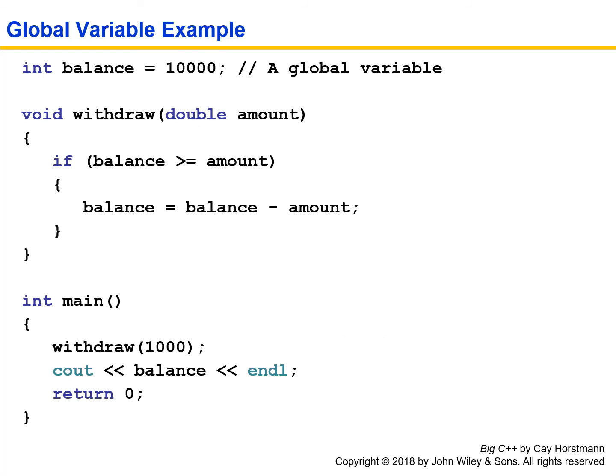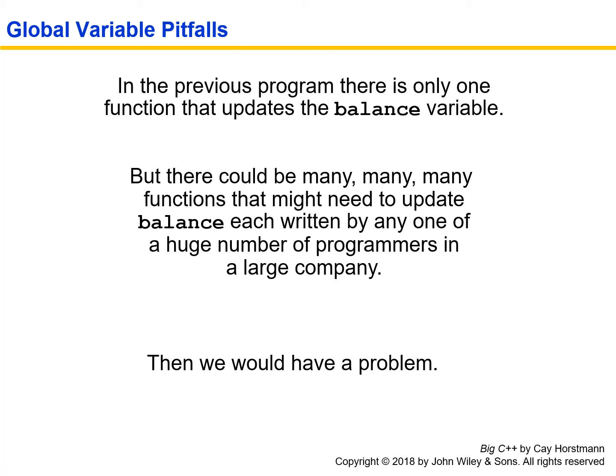Here's an example of using a global variable. We call withdraw of 1,000. The withdraw function changes the global balance. Since there's only one function that works on the global balance, that's not too bad. But what if we were writing a real banking program and we had 15 different functions that might operate on the balance, and they might be written by different programmers? It might be difficult to track which function is doing what to balance at which time.